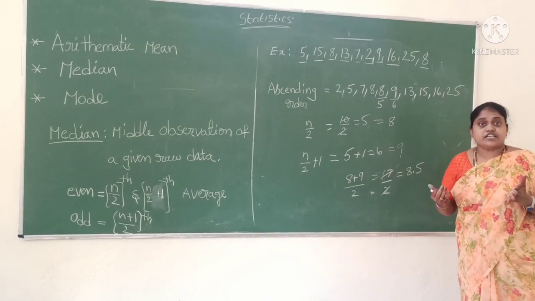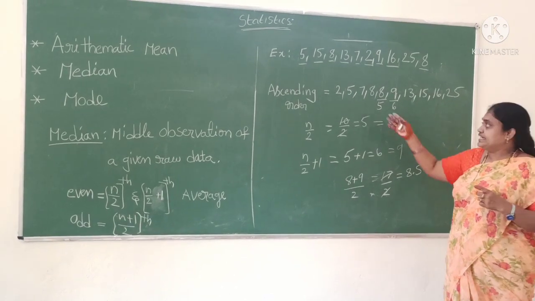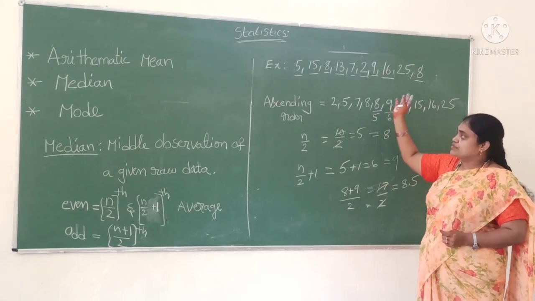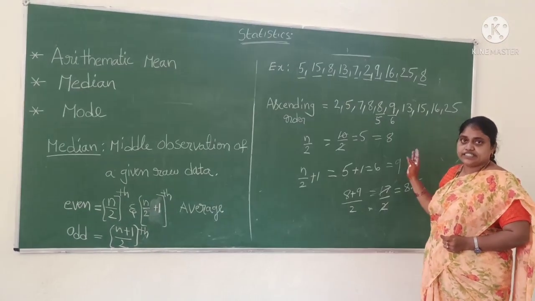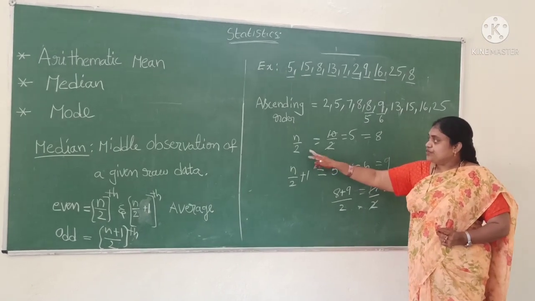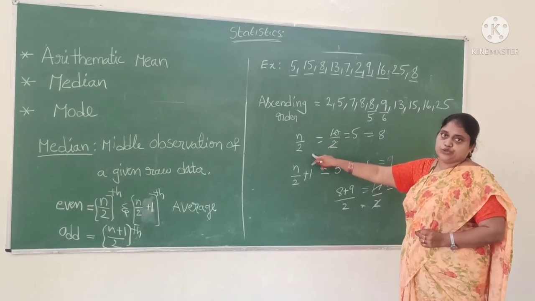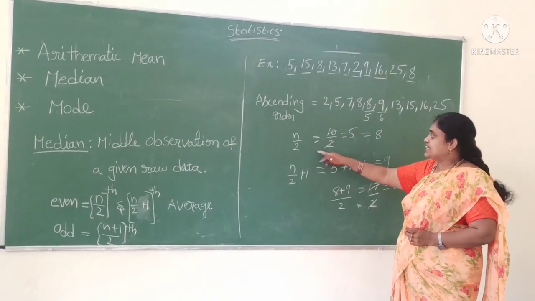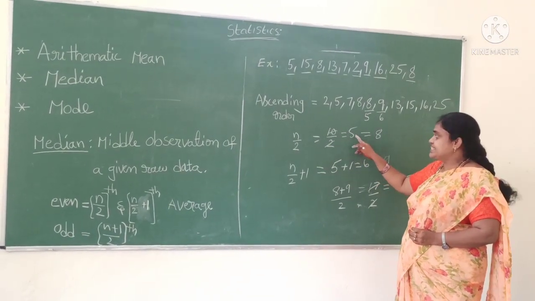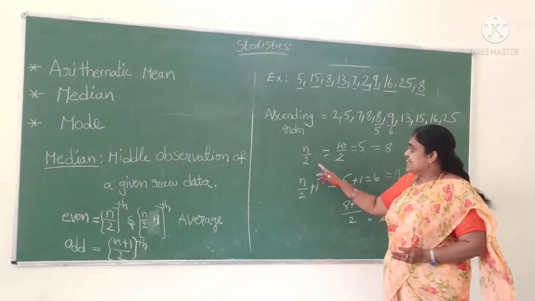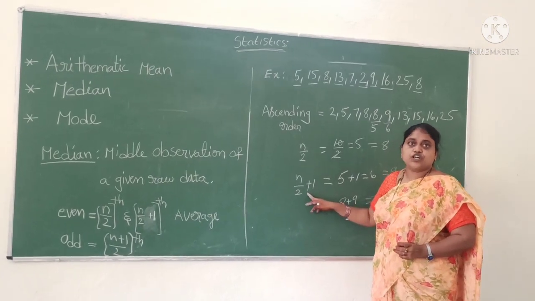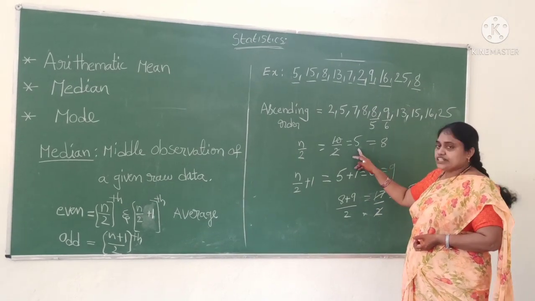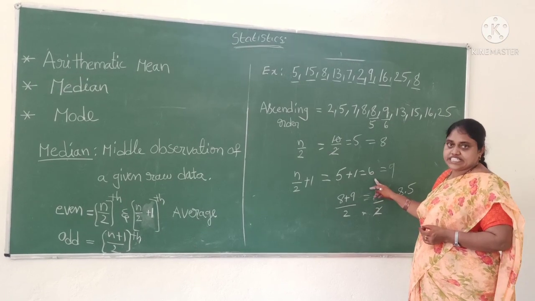When the observations are in even number, we calculate like this. First of all, we arrange all observations in ascending order. Then we calculate what is n by 2. N means total number of observations. How many observations are there? 10. So 10 by 2 is 5. Next one is n by 2 plus 1. So we add 1 to the n by 2. N by 2 means we got 5. 5 plus 1 is 6.